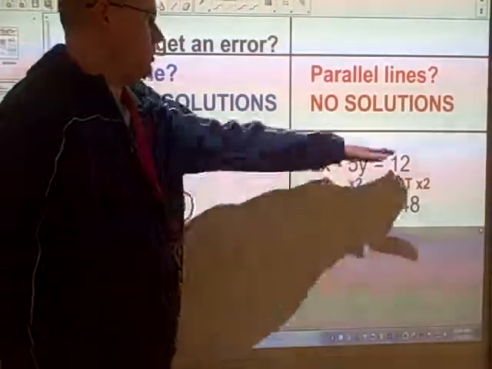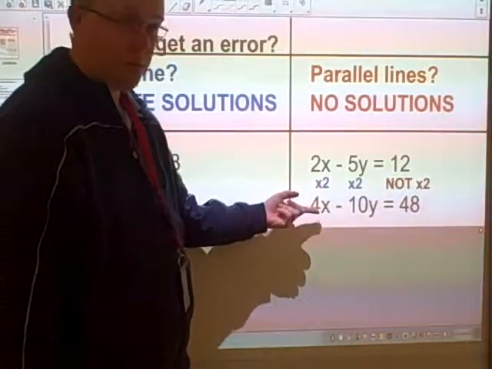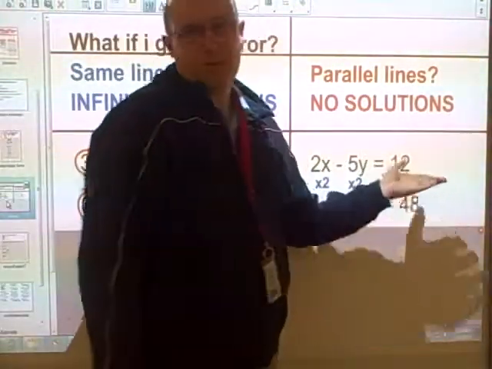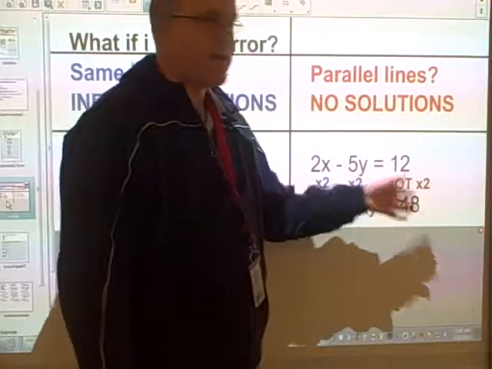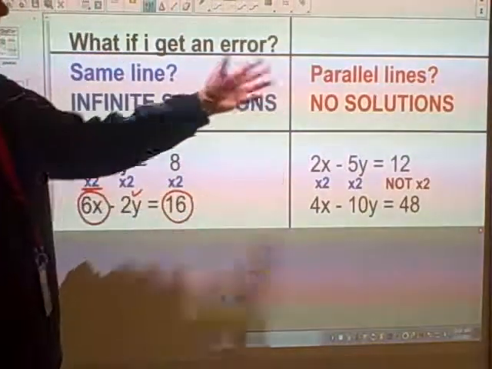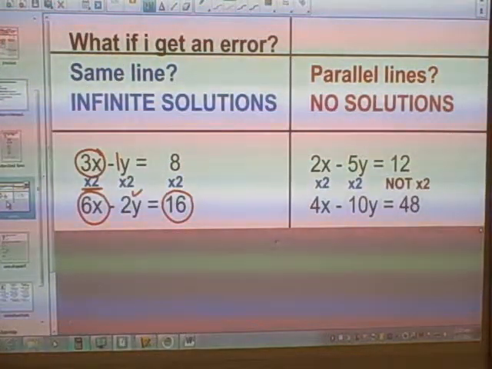Now if we find the multiplier for this one, 2x times 2 is going to be 4x. Negative 5 times 2 is negative 10. 12 times 2 is supposed to be 24, but we get 48. So that tells you it's not the same line. That tells you this is actually parallel lines. So your answer for that question would be no solution.